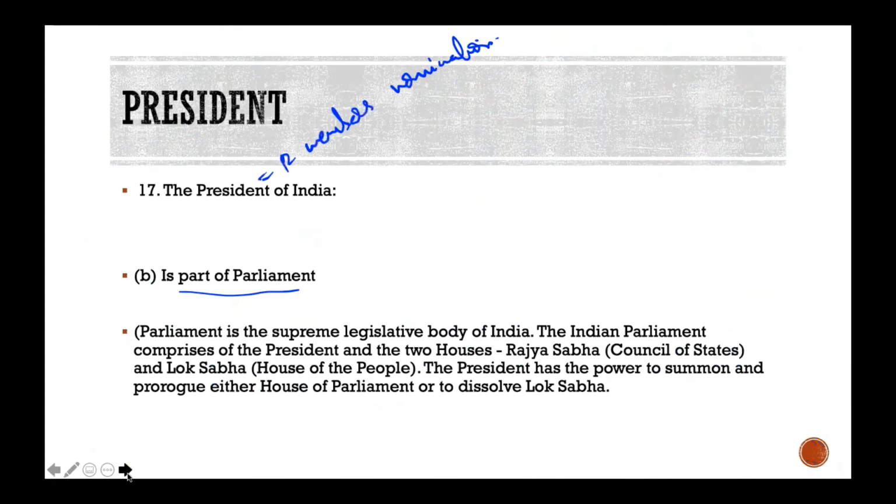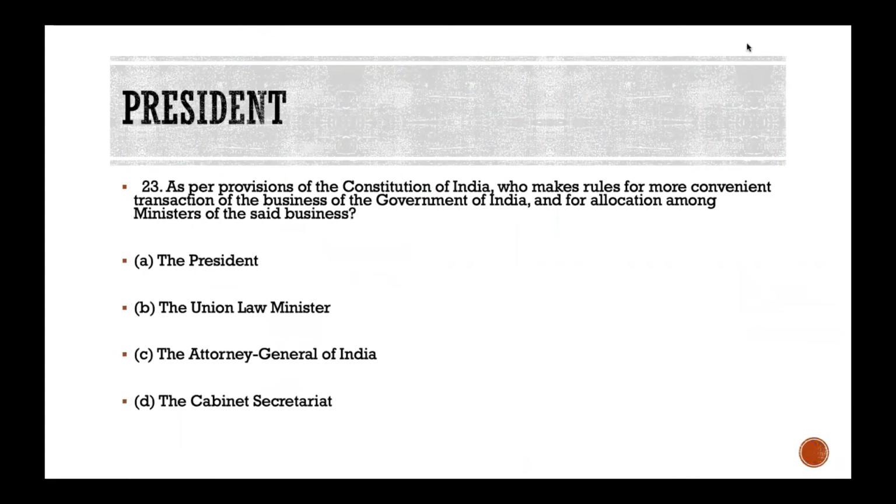So thanks, Sangeeta, for asking that question. Let's look at this. As per the provisions of the Constitution of India, who makes the rules for more convenient transaction of the business of the government of India, and for allocation among the ministers of the said business? So who makes the rules for more convenient transaction of business for the government of India? Is it the president or should it be the speaker?